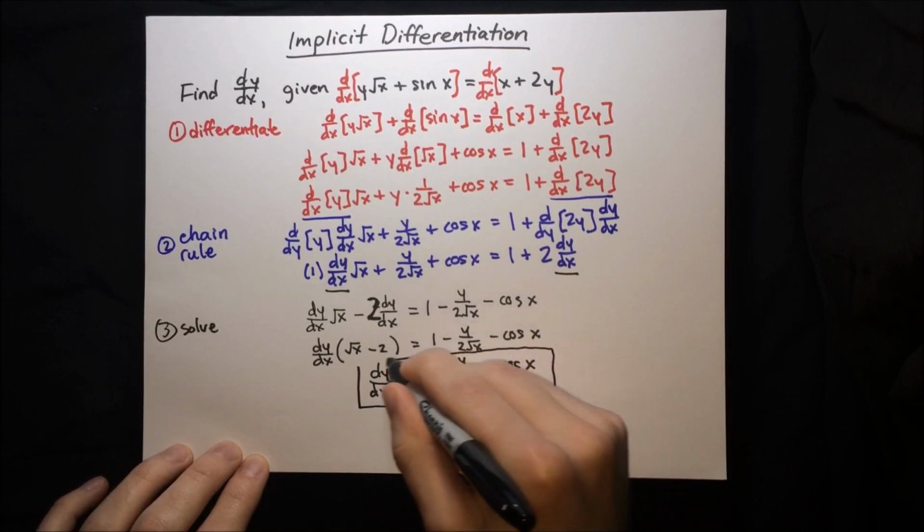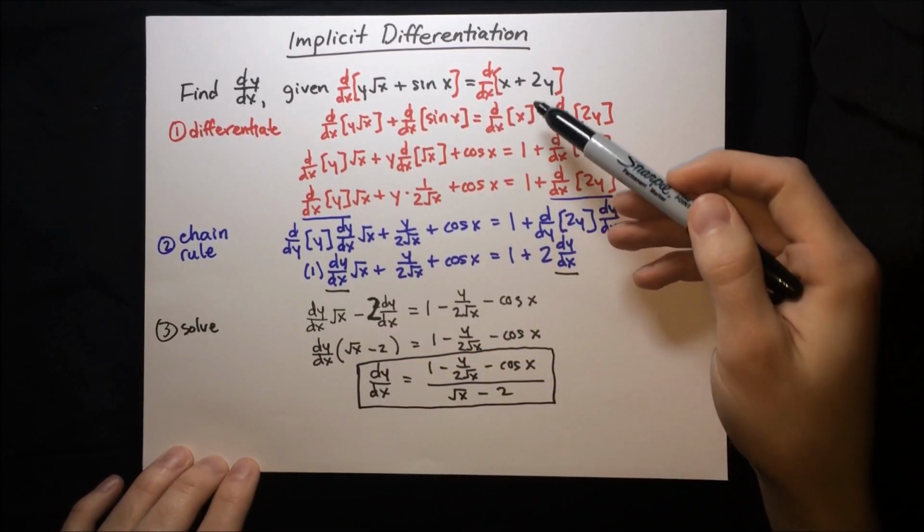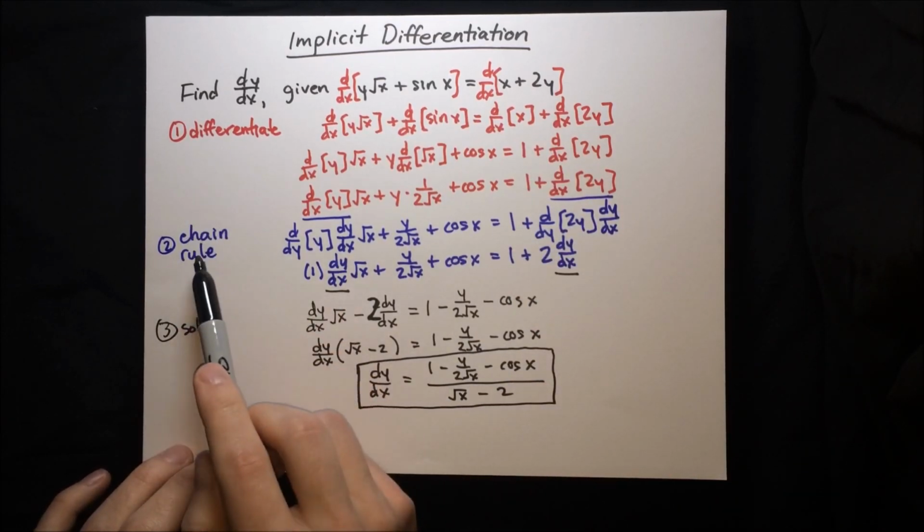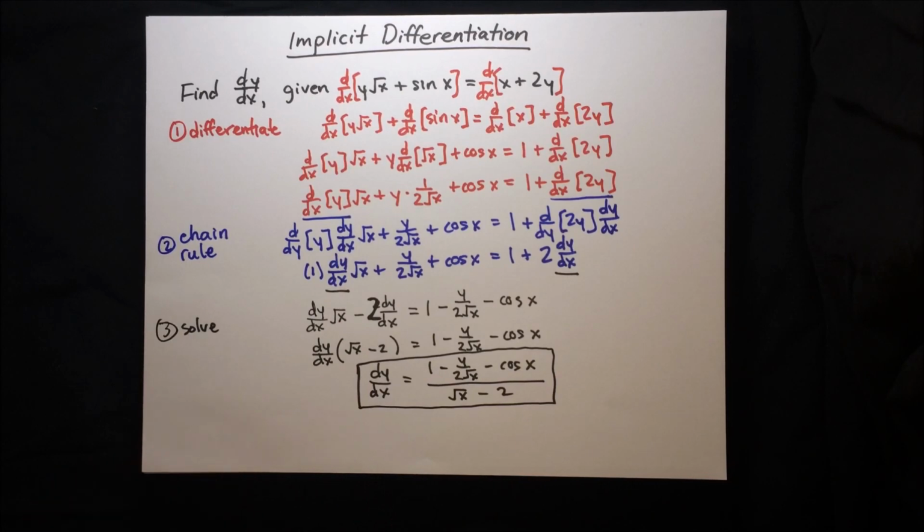That's our derivative. The whole process was a little bit more complex, but it followed the same general steps: differentiate, then chain rule, and then you solve.